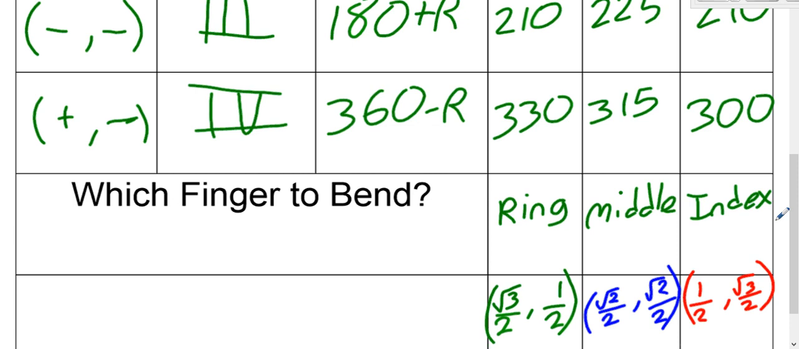And when you bend your ring finger, you've got 3, 1, square root of 3 over 2, 1 over 2. When you bend your middle finger, you've got 2, 2, square root of 2 over 2, square root of 2 over 2. And when you bend your index finger, you got 1, 3, 1 over 2, square root of 3 over 2.